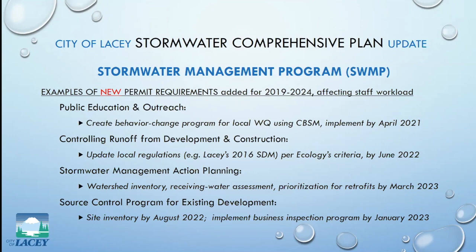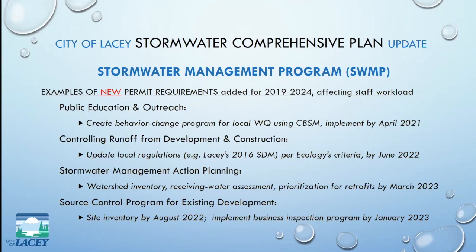Controlling runoff from development and construction, we need to update our local regulations, and particularly our 2016 Stormwater Design Manual, which is a large document that directs the design of stormwater facilities on construction sites and development. And this has to meet the minimum criteria that Ecology has in their Western Washington Stormwater Manual. So that update has to be ready to implement for all new applications for construction here in Lacey by June of 2022.